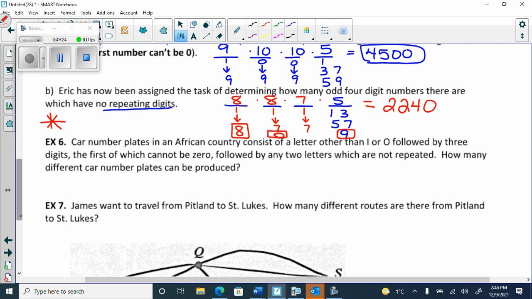Example 6. Car number plates in an African country consist of a letter other than I or O. How many letters are in the alphabet? 24. Also, you're usually pretty good with vowels. The vowels are A, E, I, O, U. There's no sometimes Y in math.